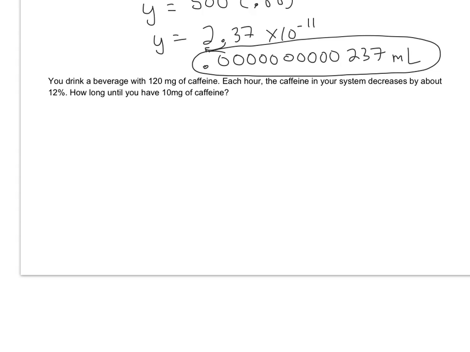All right, let's look at a similar problem. You drink a beverage with 120 milligrams of caffeine. Each hour, the caffeine in your system decreases by 12%. How long until you have 10 milligrams of caffeine left?